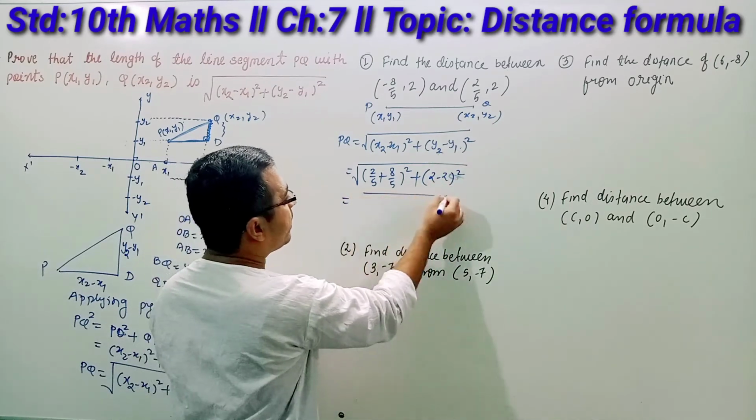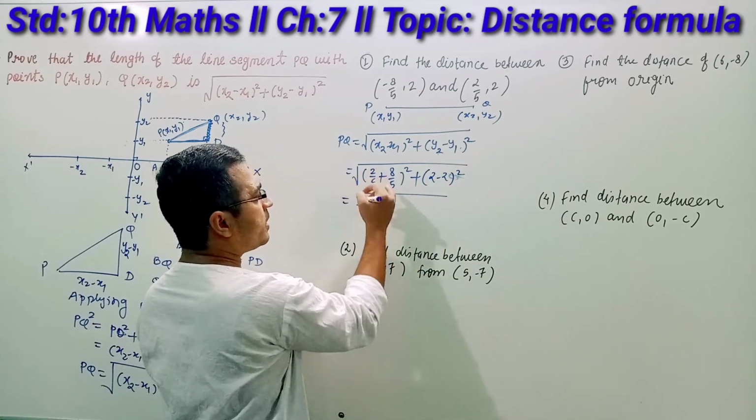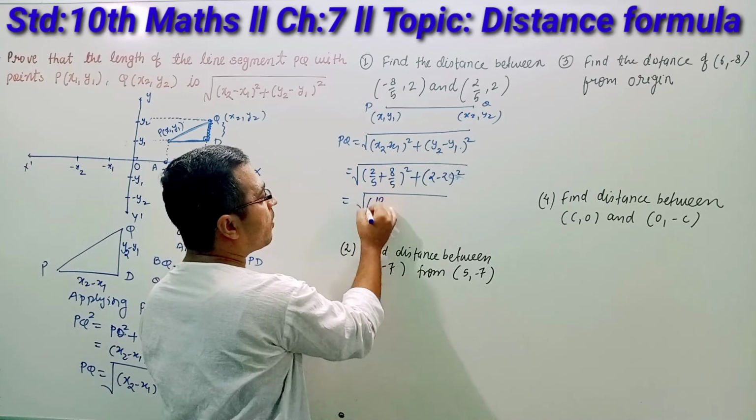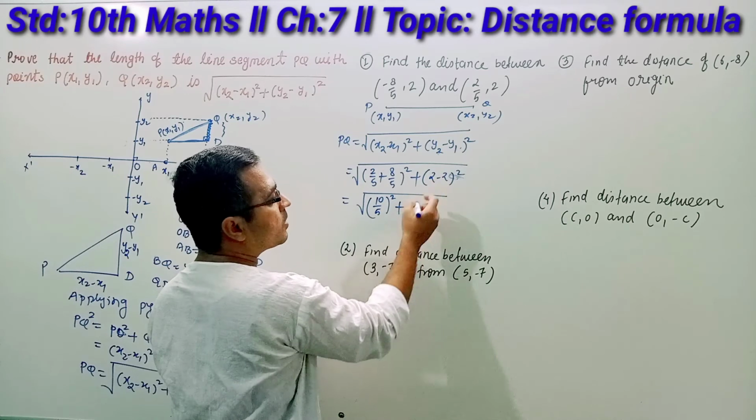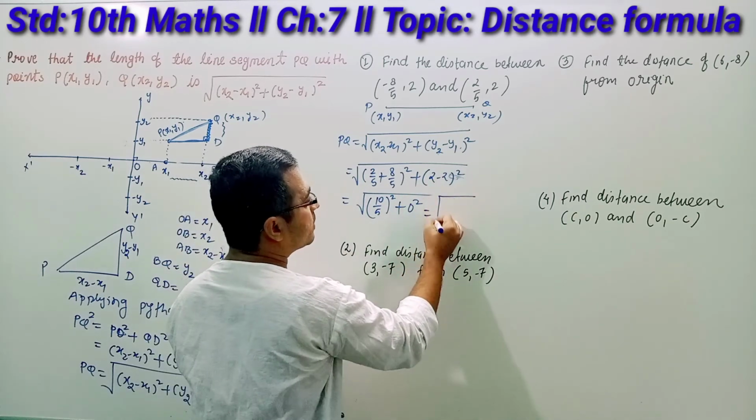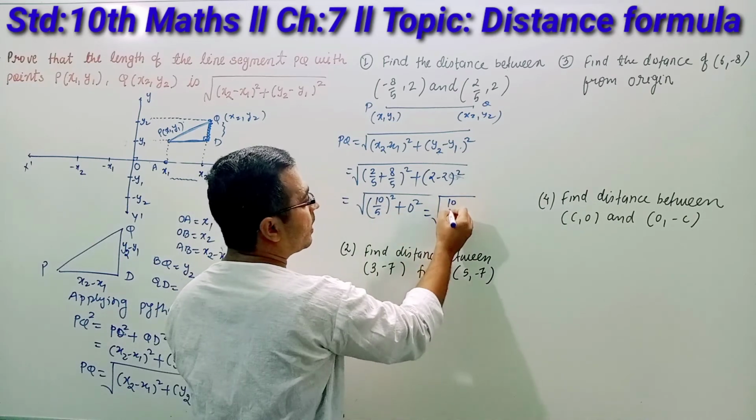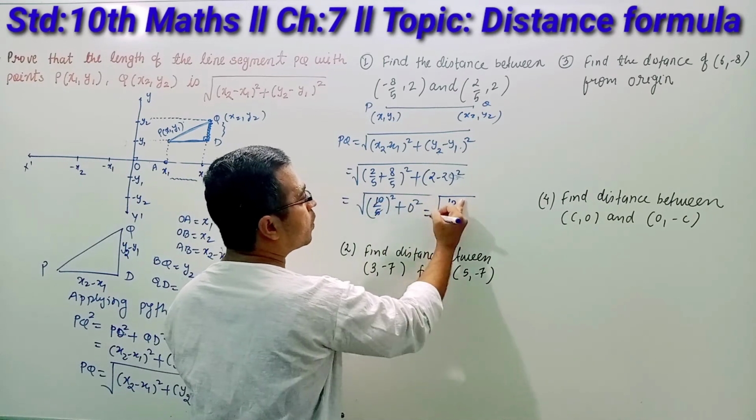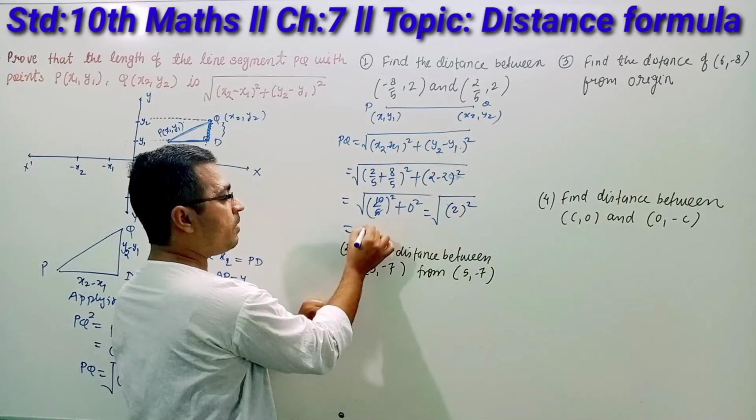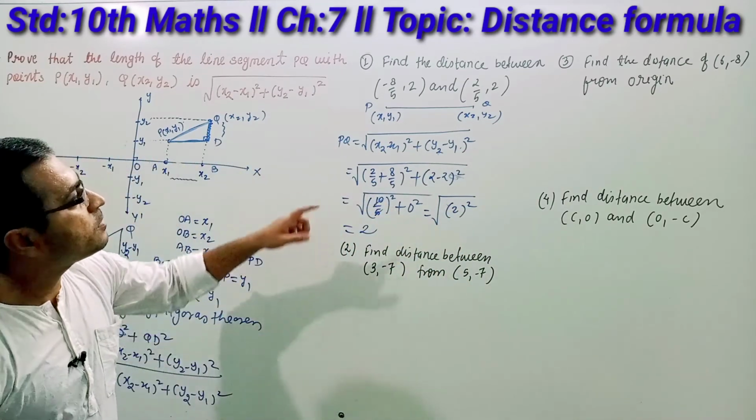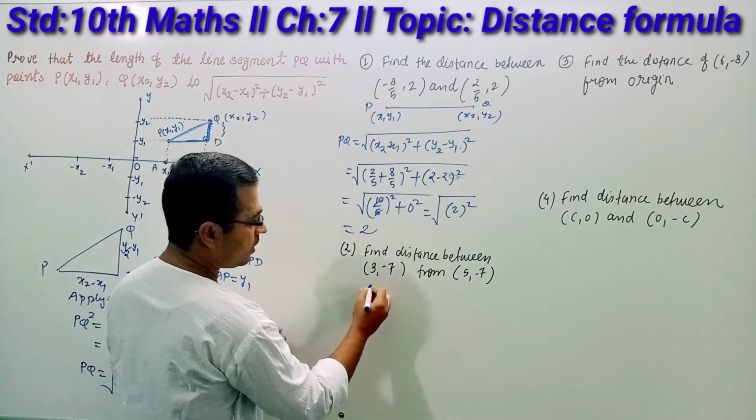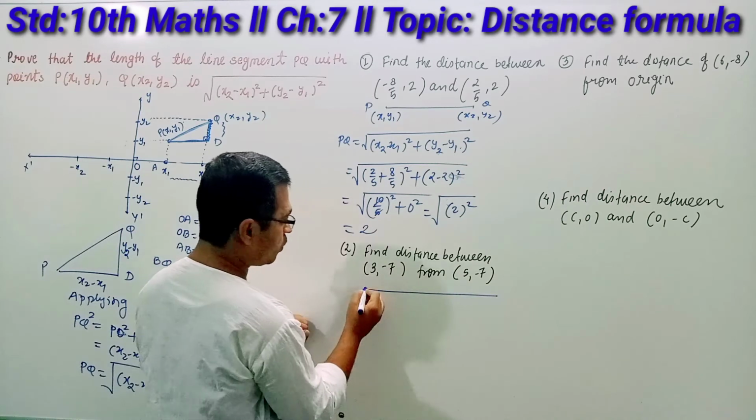So what are we getting? 2 plus 8, the denominators are the same. So 2 plus 8, 10. 10 by 5 whole square. 2 minus 2, 0. So by simplifying, we are getting 10 by 5 means 2 whole square. The square root of 2 whole square will be what? 2. So the distance between these 2 points is 2.